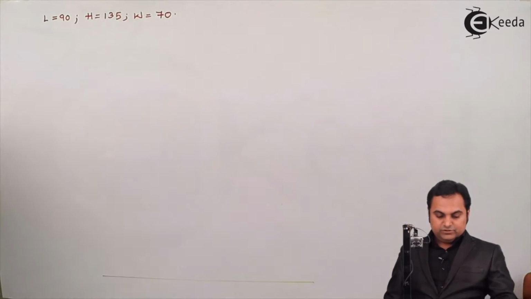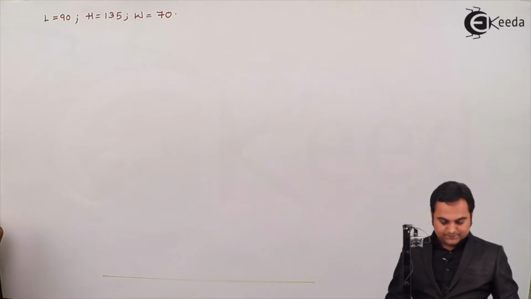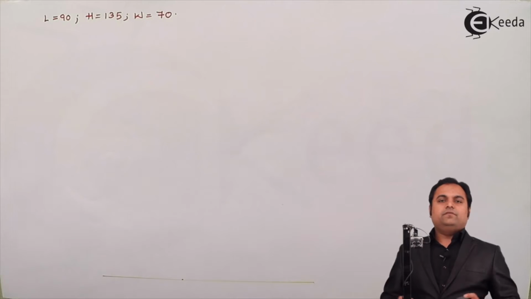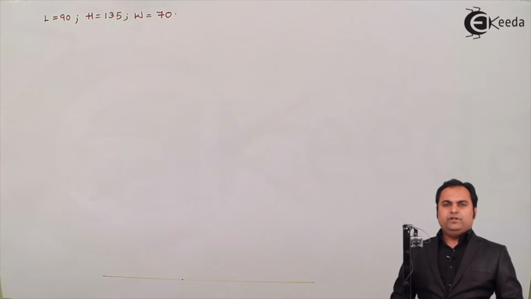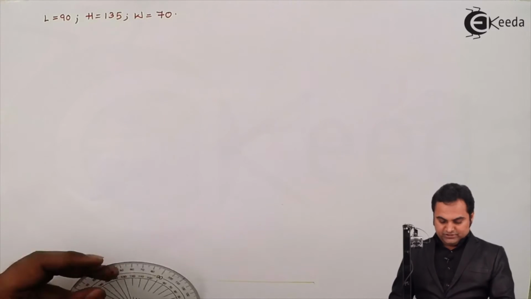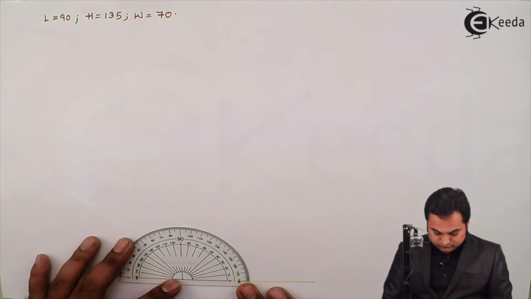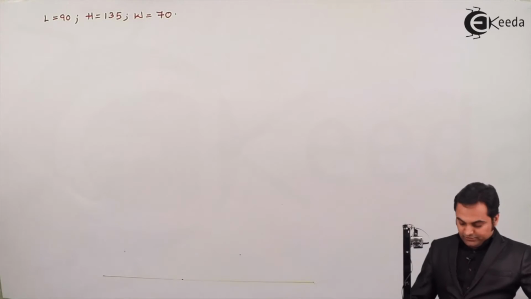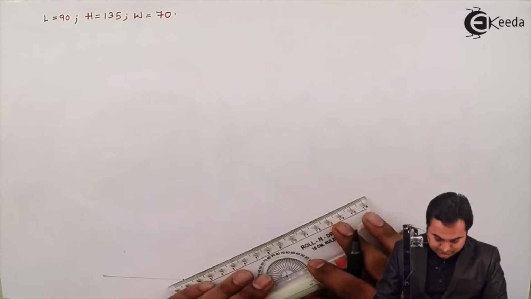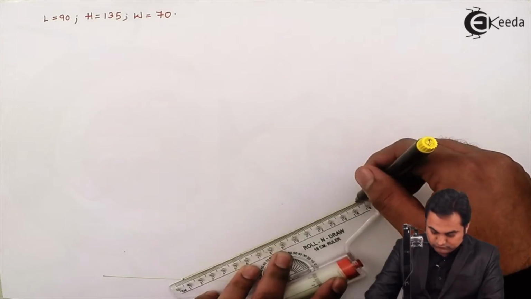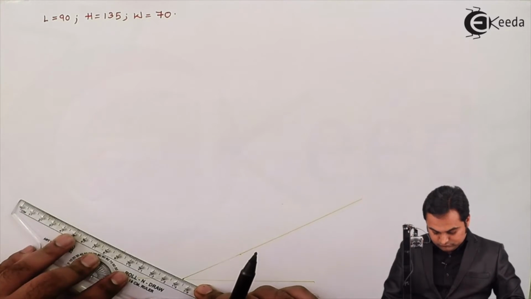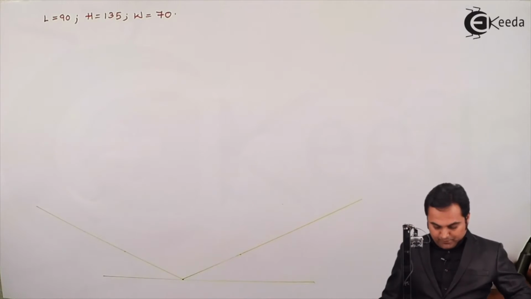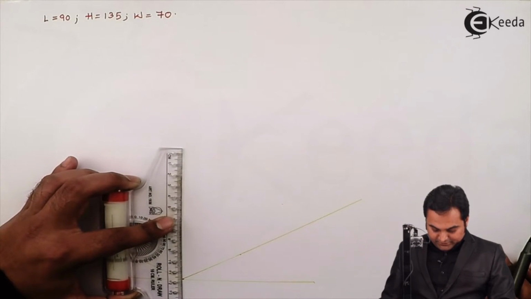First, drawing a light horizontal line. Next, selecting a point, and then since for isometric projections we have to take 30-degree angle on both the sides, measuring 30-30 on both the sides. After drawing these two lines, next I'll draw a perpendicular line exactly at 90 degree.